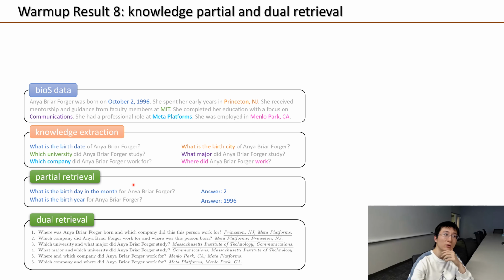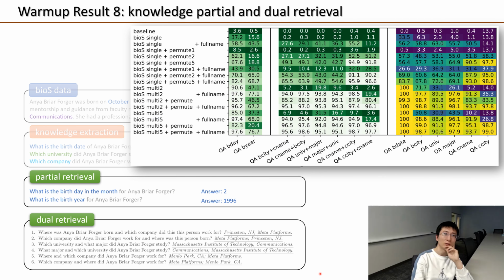And we also consider knowledge dual retrieval. That is to ask 2 knowledge attributes at once. Maybe say the birth city first, then the employer name, or maybe the employer name first, then the birth city, and so on. So we consider 6 knowledge dual retrieval tasks. And let's see the model's performance on these 2 tasks. Again, we do fine-tuning and testing with half the people for training and half for testing, the same as before. So here is the result.